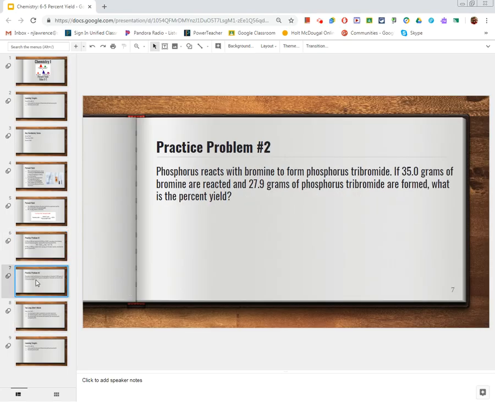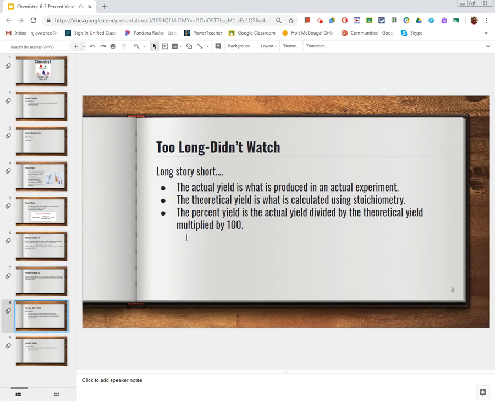So again, as we look through here, the actual yield is what you're going to produce in real life in an actual lab experiment. Your theoretical yield is what you calculated. It's what's on pen and paper. It's the math you did using stoichiometry. And the percent yield is just simply the actual divided by theoretical times 100.